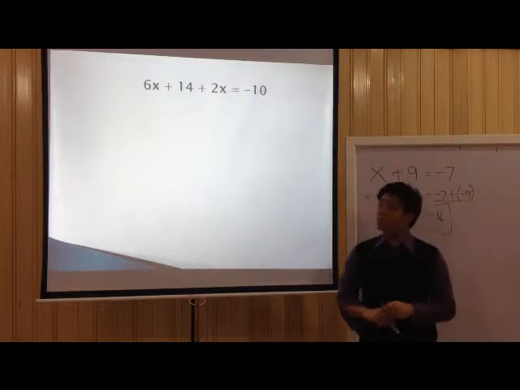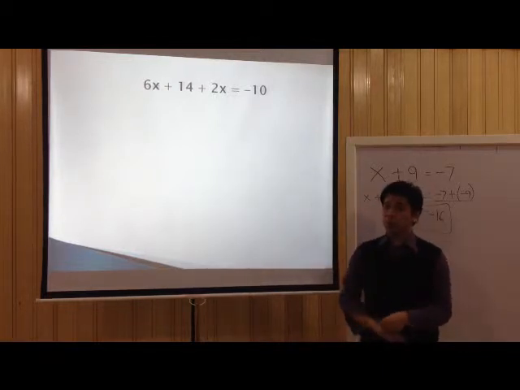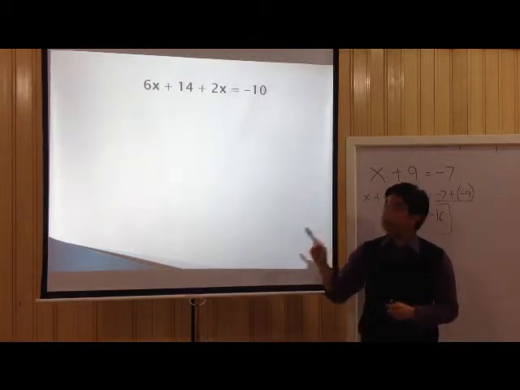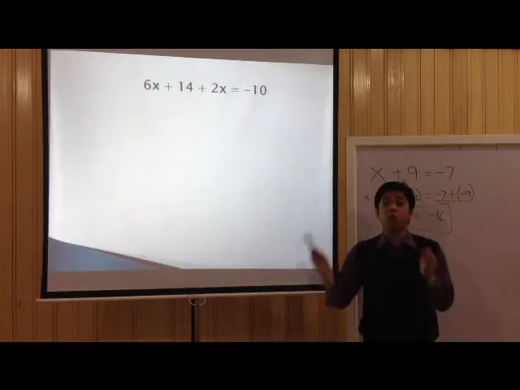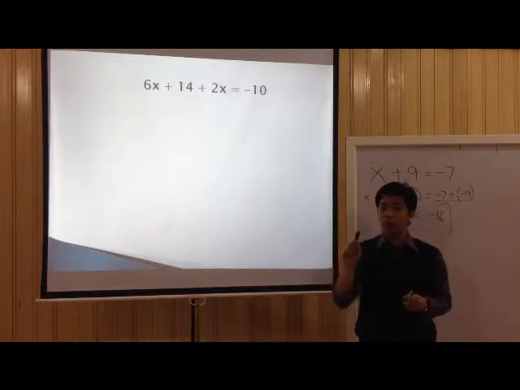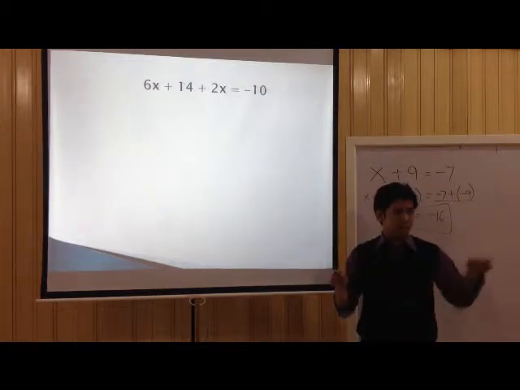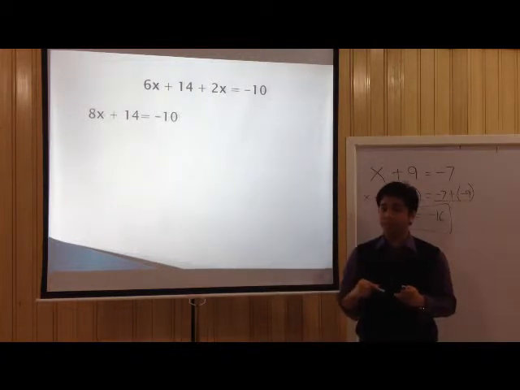And last but not the least, 6x plus 14 plus 2x equals negative 10. Well, in this linear equation, as you can see, there are like terms. 6x and 2x are like terms, so the immediate response will be to combine them. Now, if I combine 6x plus 2x, that will be equivalent to 8x. Your new problem now is 8x plus 14 equals negative 10.